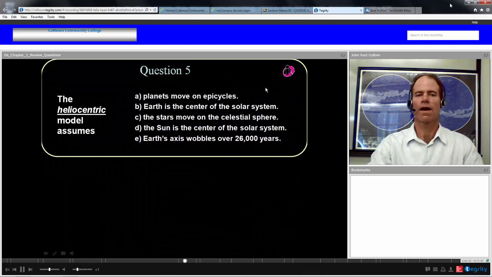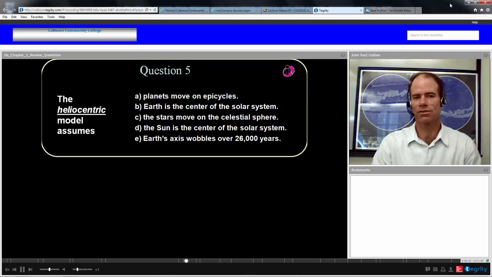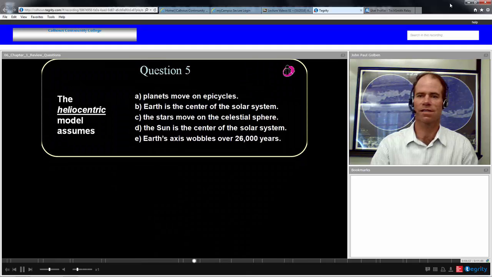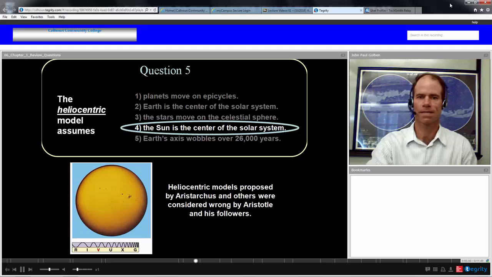Question number 5. The heliocentric model assumes, helio meaning sun, centric meaning centered, so the sun-centered model, heliocentric, assumes, and looking for the answer in there, the sun is the center of the solar system. That's what it assumes.